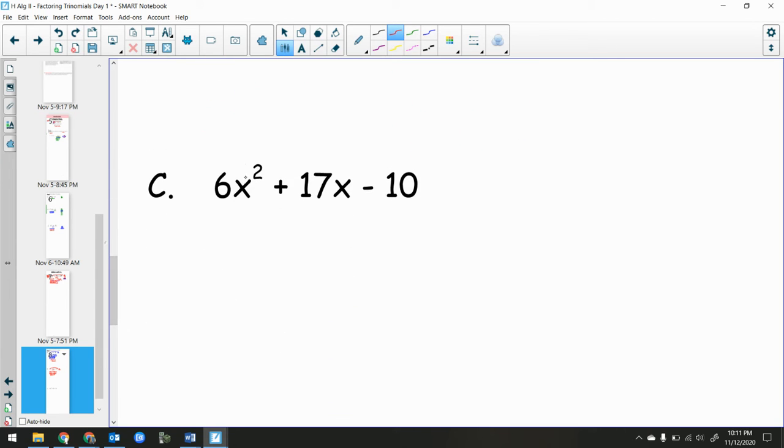And here's our last one. So try this one. Go ahead and pause and see if you can figure this one out.